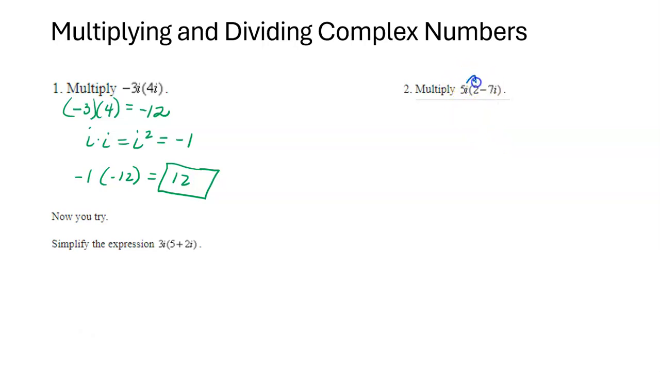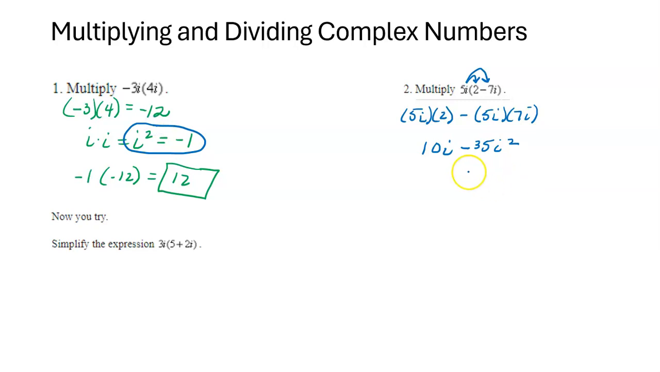Let's change colors, because why not? Here I'm going to distribute. So I have 5i times 2, minus 5i times 7i. 5 times 2 is 10, and then I have minus 5 times 7 is 35 i squared. Again, we know i squared is equal to negative 1. So this is 10i minus 35 times negative 1, or 10i plus 35.